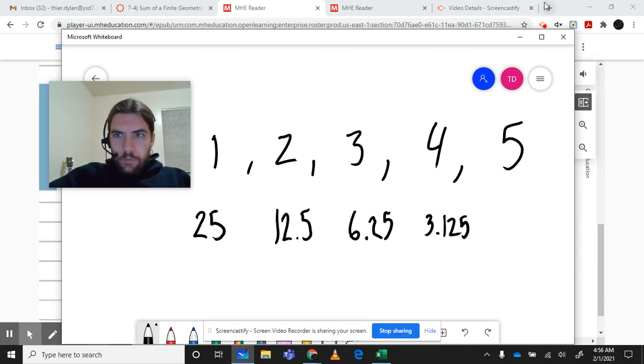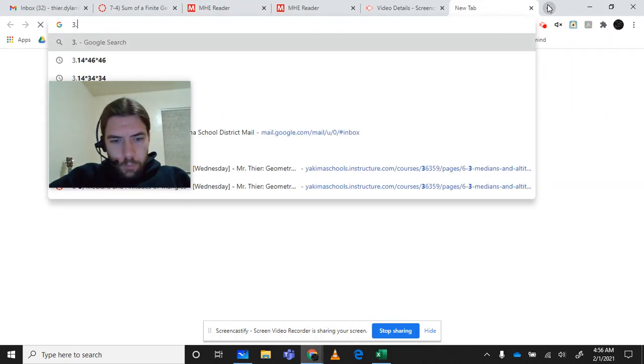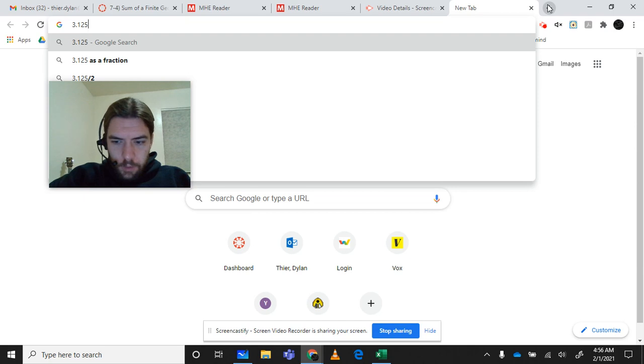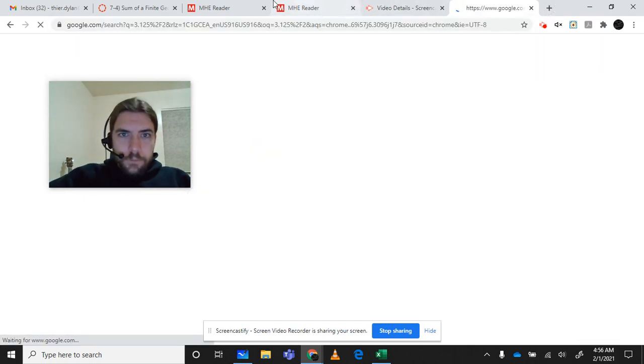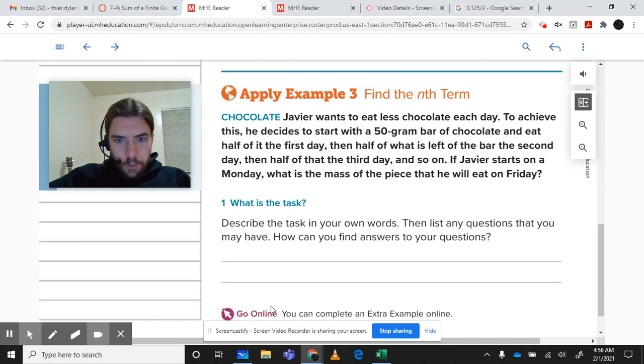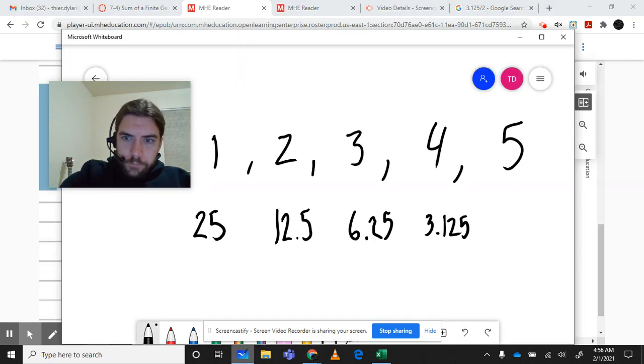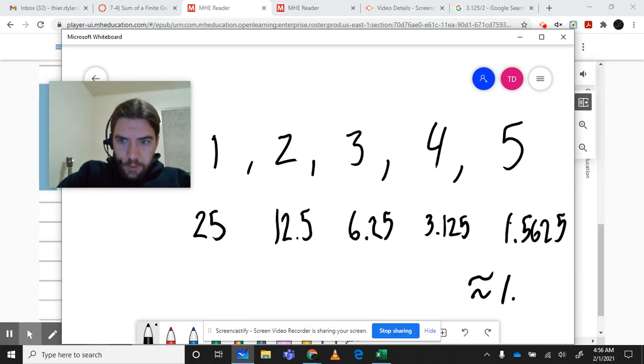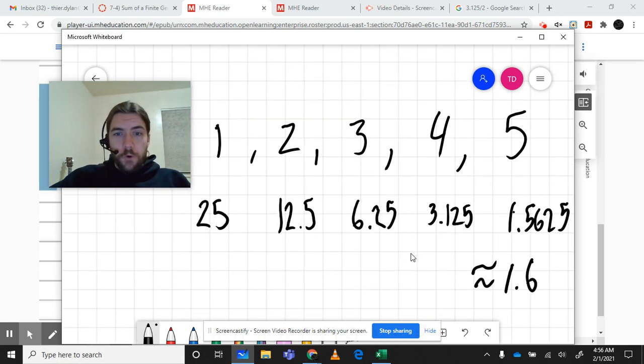What is 3.125 divided by 2? 1.5625. Okay, so rounding up, it would be approximately 1.6 grams. Now, if we're going to take a look at that using one of our formulas, you'd want to think about which formula comes to mind first.